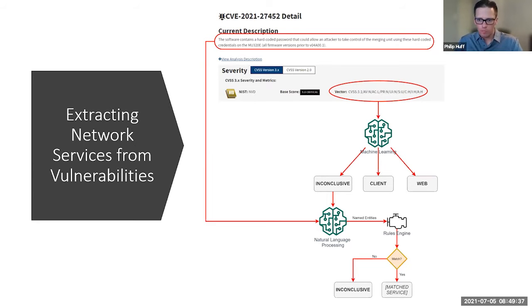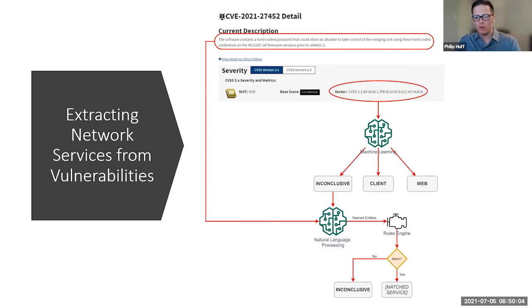As an example, cross-site scripting and SQL injection, common weakness enumerators, strongly determine that a vulnerability is associated with a web network service. Similarly, vulnerabilities requiring local access or having product names such as Google Chrome or Adobe Acrobat strongly indicate a client must interact with the computer to exploit the vulnerability.